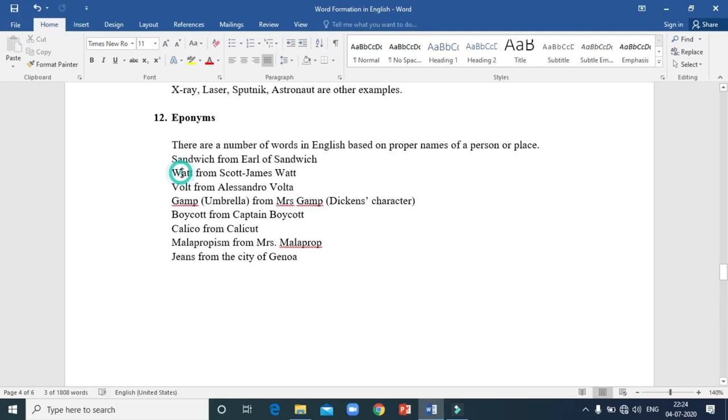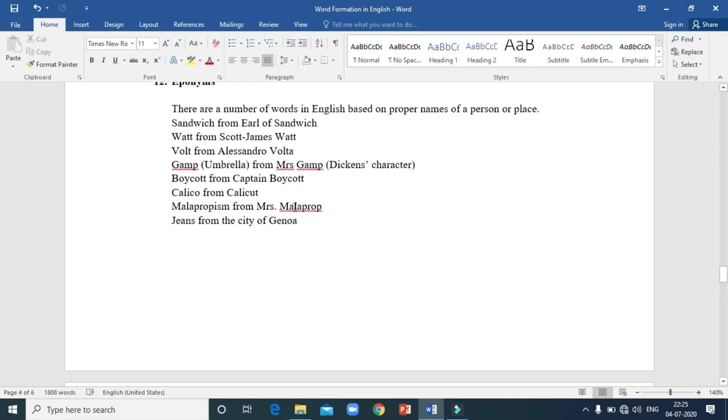Volt is taken from Alessandro Volta. Gamp or umbrella. Gamp is another word for umbrella. It is taken from Mrs. Gamp. She is a character from Dickens's fiction. Boycott, I have already mentioned in the last video. Boycott, the word is derived from Captain Boycott. Calico is taken from Calicut. Malapropism is a word from Mrs. Malaprop. She is a character in The Rivals. That is a play.